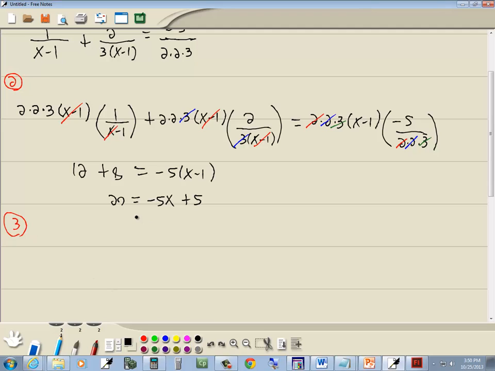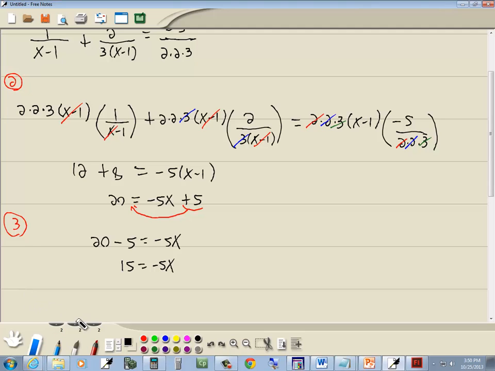Step 3. Solve for x. Well, this is a linear equation, so we'll go through those steps. Want to get everything with an x on one side and numbers on the other, so I'll take this 5 and move it to the left side. Remember, when you take anything across equals, the sign changes, so it becomes a negative 5. 20 minus 5 is 15, is equal to negative 5x.